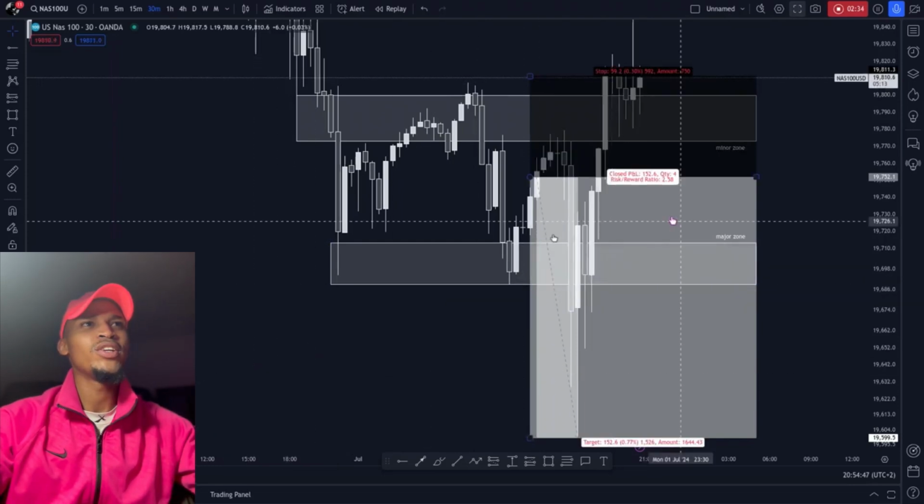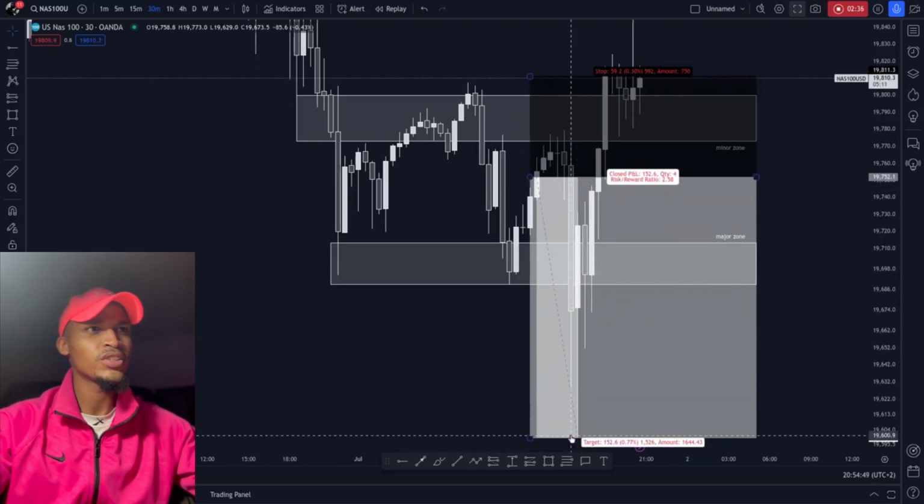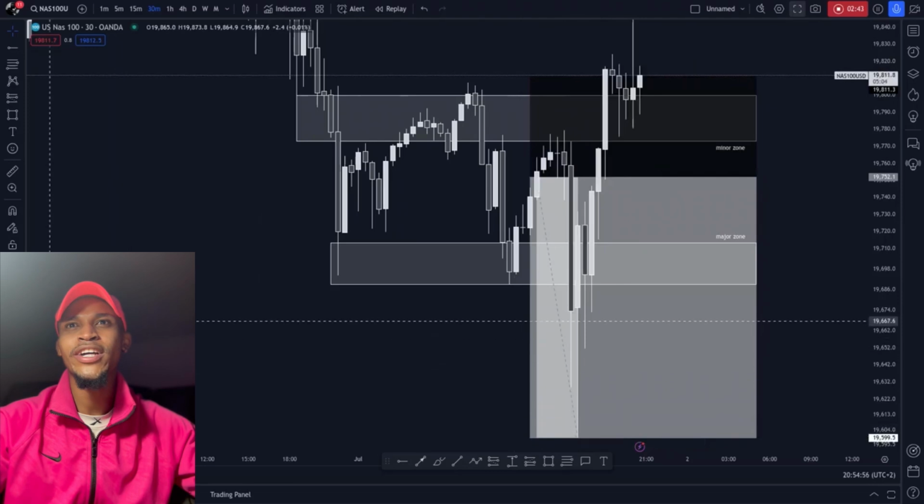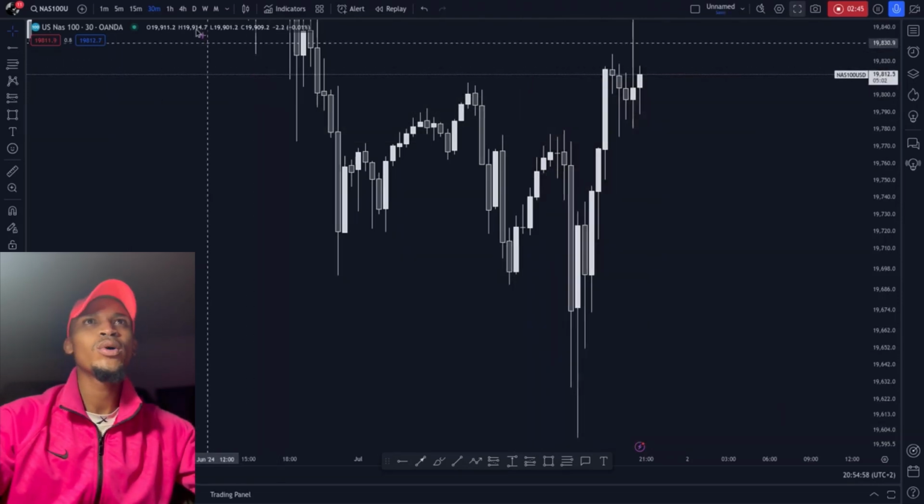All right, so let's see how we got about this beautiful trade. We closed right about here when price gave me 9K profit plus minus. So let's get into the trade. The money is not important, right? So let's go back to what we were looking for previously.